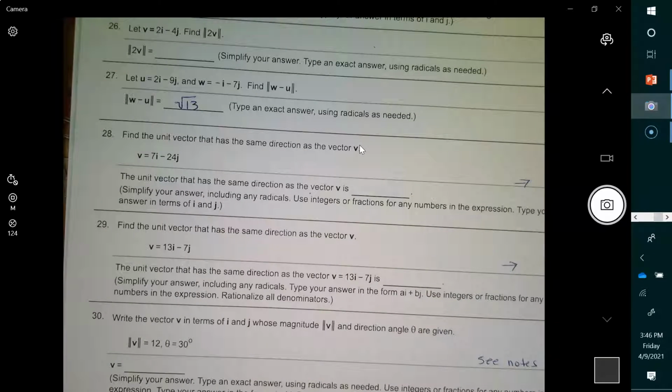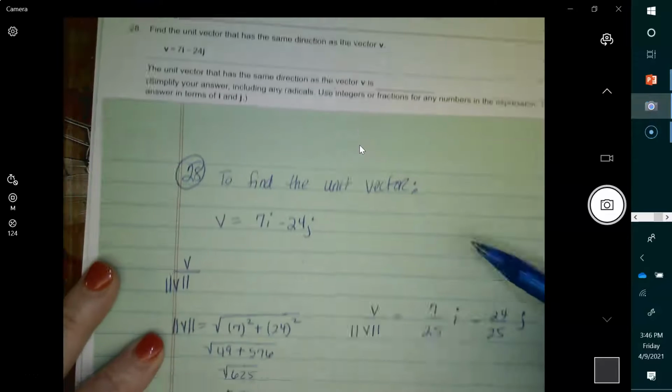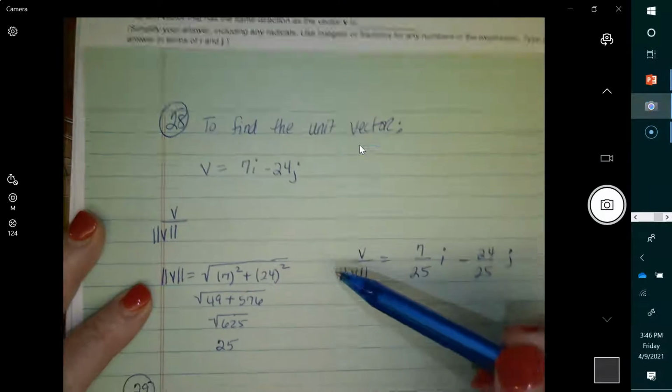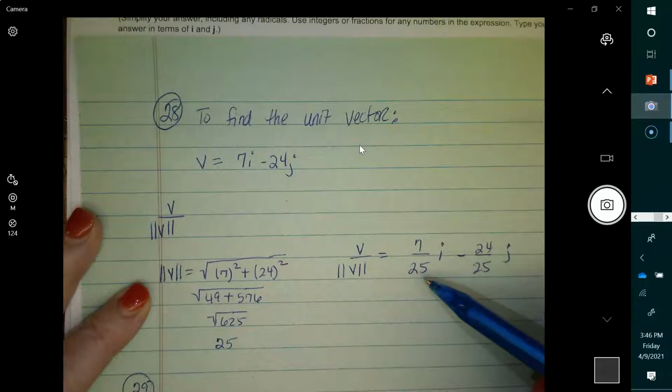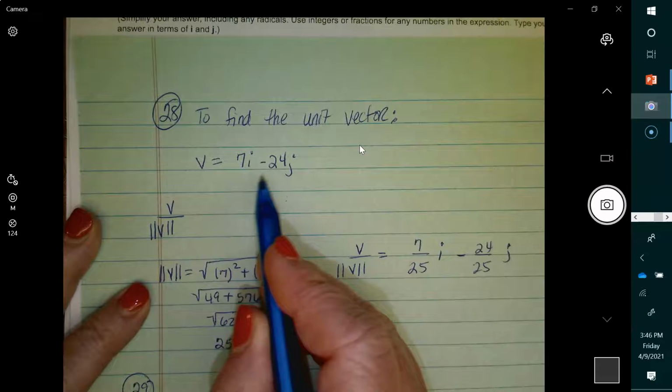28 says to find the vector that has the same direction as v. So you're going to have to use this formula, v over the magnitude of v. So I find the magnitude of v, and I basically just use that as a denominator for each of these parts.